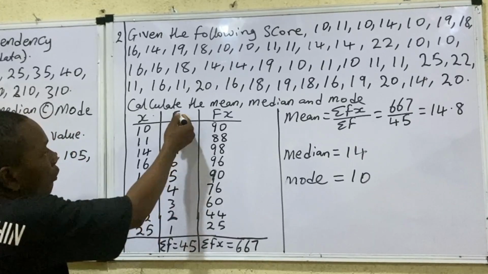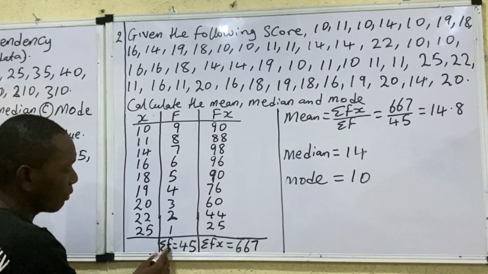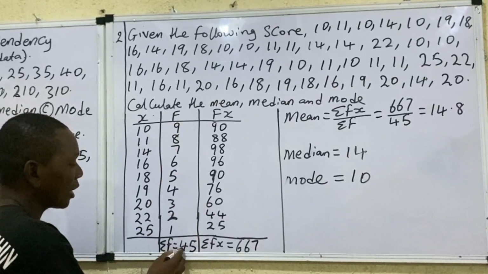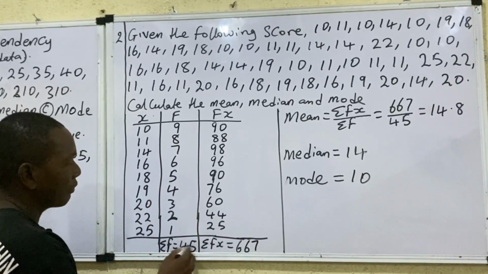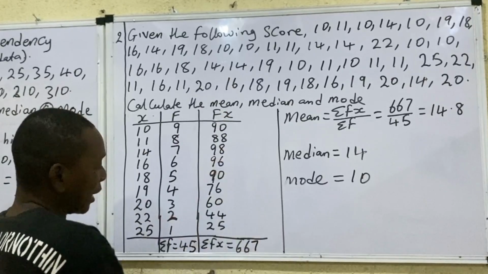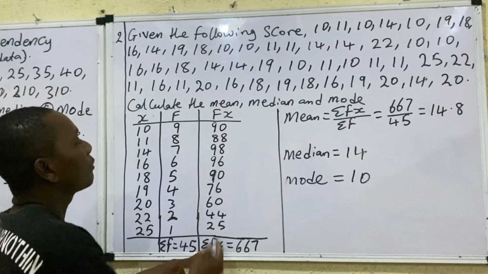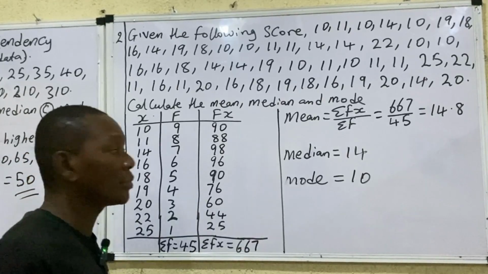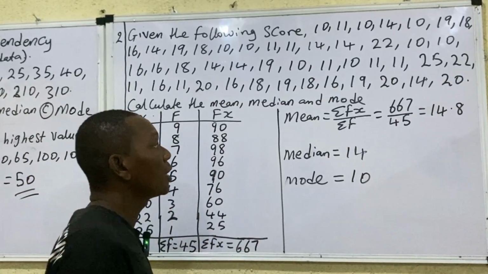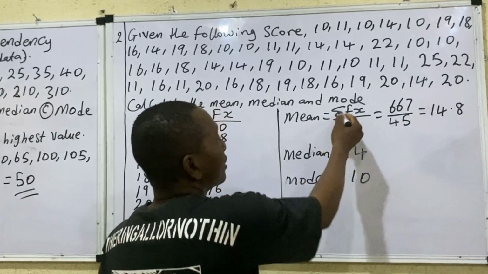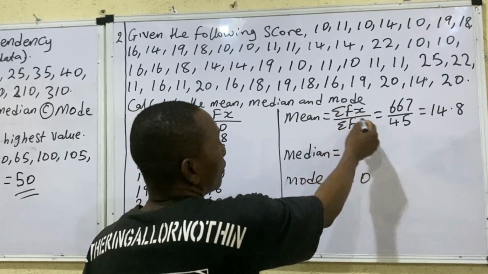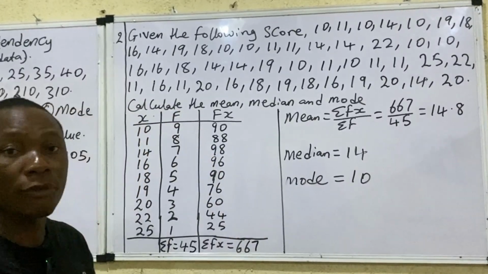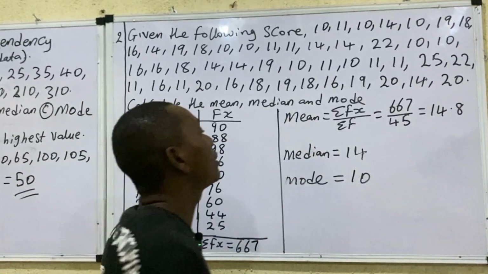After that, you look for the sum of f. Summation of what? F, the frequency. If you add all these values together, you have 45. Then you look for the sum of f of x. You add all these values together, you have 667. So how do we calculate the mean? Once frequency is involved, the formula for calculating the mean is sigma, or summation, of f of x all over summation of f. Remember, once frequency is involved, this is the formula for calculating the mean.